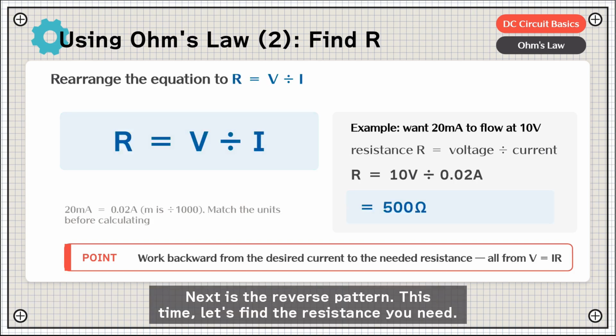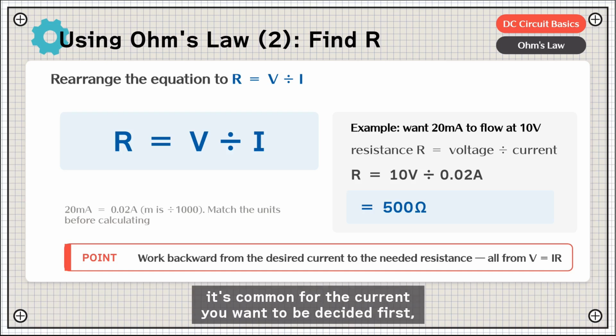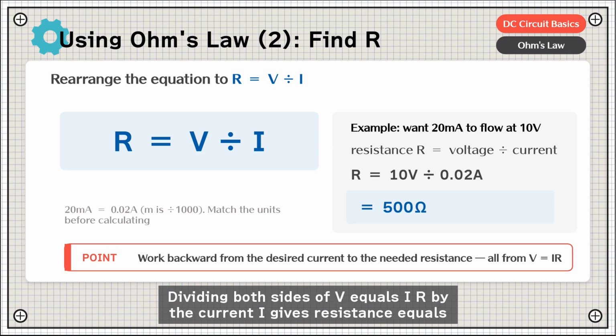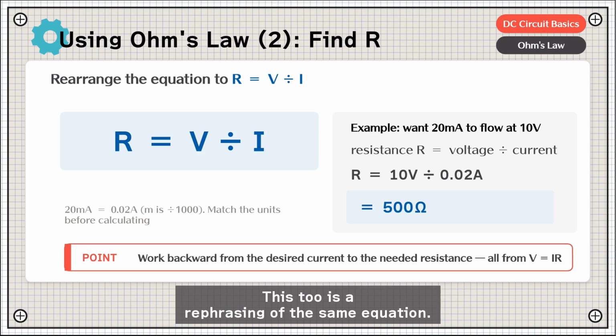Next is the reverse pattern. This time let's find the resistance you need. In actual circuit building, it's common for the current you want to be decided first, as in I want about this much current through this part. In that case, you solve Ohm's law for the resistance. Dividing both sides of V equals IR by the current I gives resistance equals voltage over current, R equals V over I. This too is a rephrasing of the same equation.